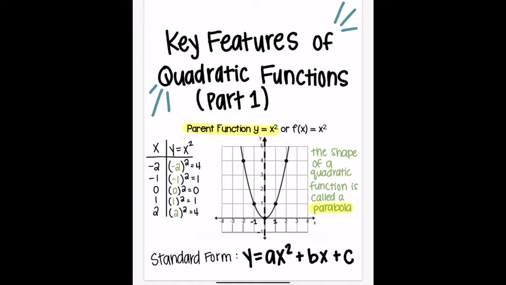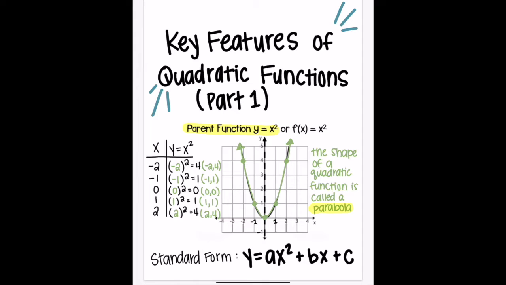If I were to write these as points, this would be the points negative 2, 4; negative 1, 1; 0, 0; 1, 1; 2, 4. And if we plot these points, you can see them on the graph, and connecting them makes this U-shaped pattern. Now the shape of that graph, that U shape, whether it's facing upwards or flipped upside down, is called a parabola.